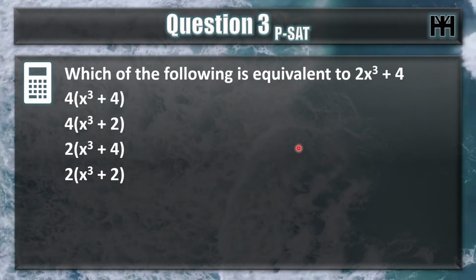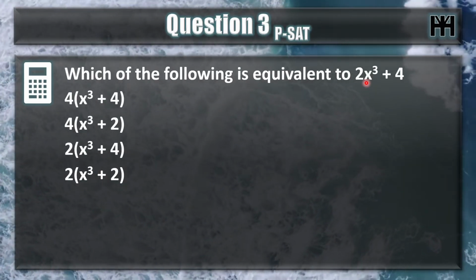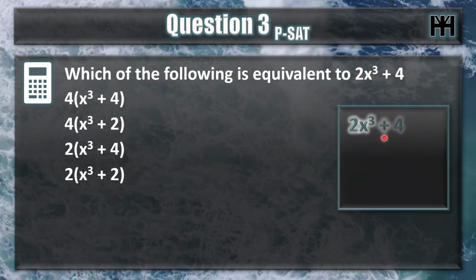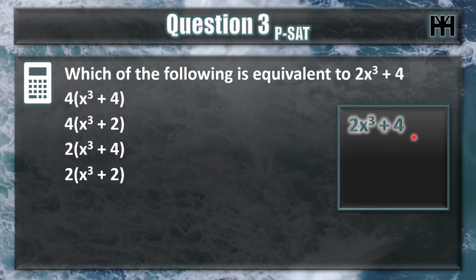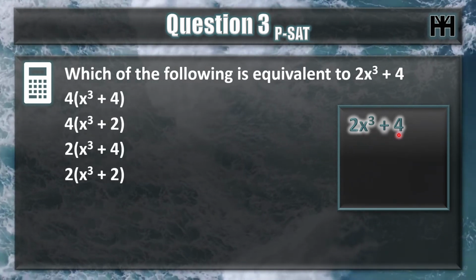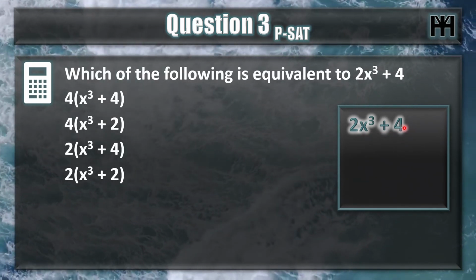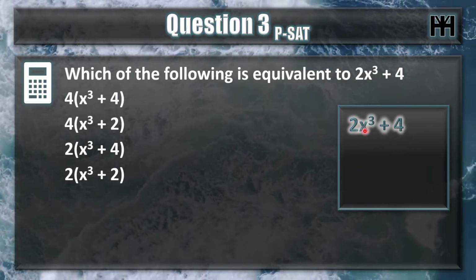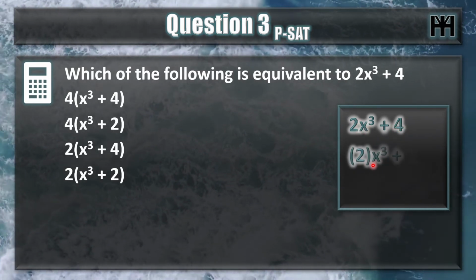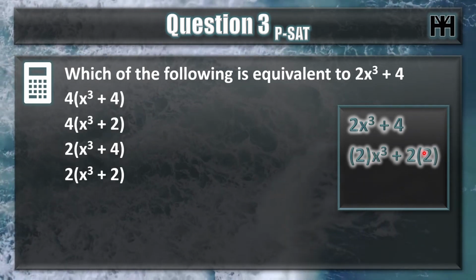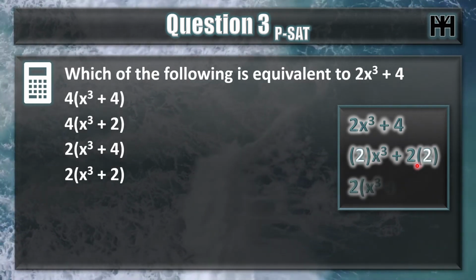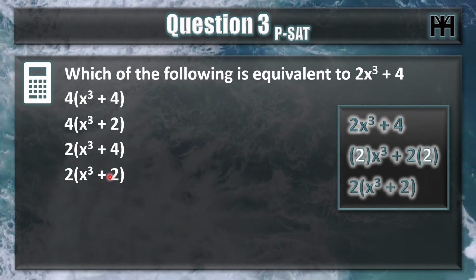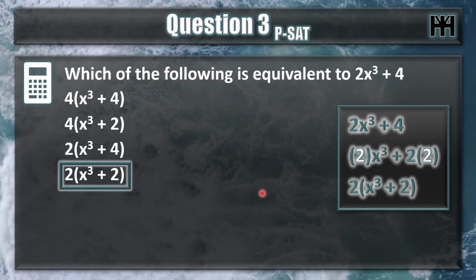Question 3. Which of the following is equivalent to 2x cubed plus 4? Okay, let's write it down. Let's try to take out the greatest common factor here. There is no other variable here, so we can only take 2, as 4 is divisible by 2. So we take 2 from both as a common factor. So it will be 2 times x cubed plus 2. Here is the answer.